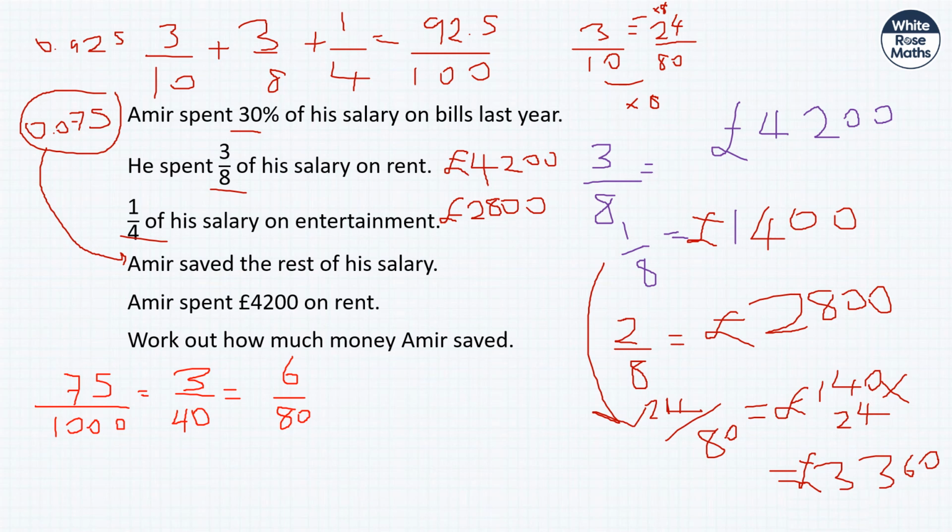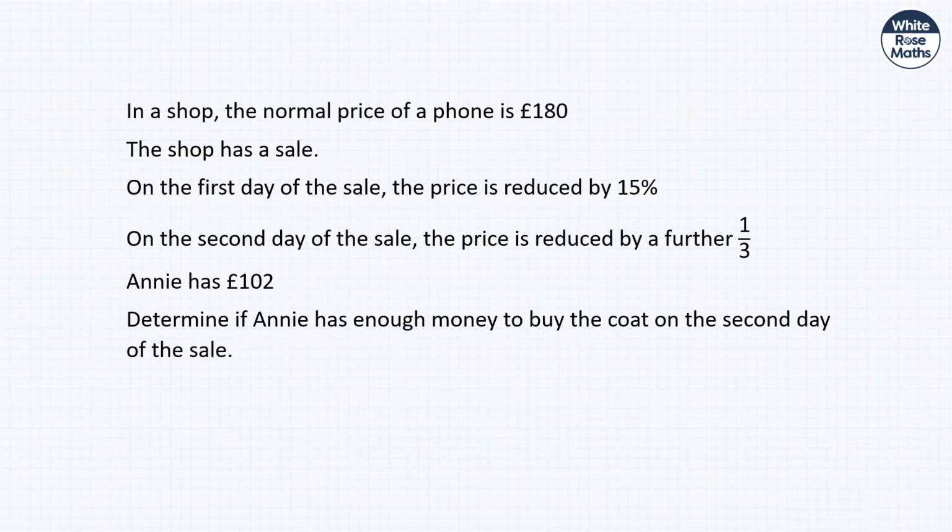Well, 1/80th is going to be 140. So 6/80ths will be 6 lots of 140. 140 times 6, and I get 840 when I work it out. So he saved £840. So we got there in the end, guys. There we go.